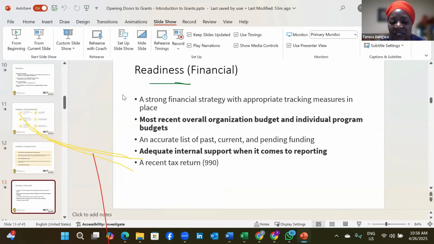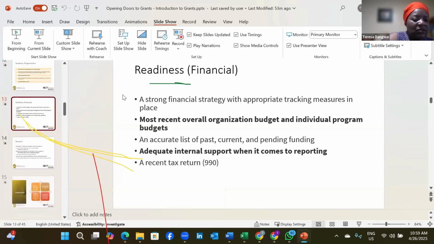Have a recent tax return. In the US, it's the 990. I don't know what it is in your country. If organizations in your country are expected to have tax returns, have them ready to present.